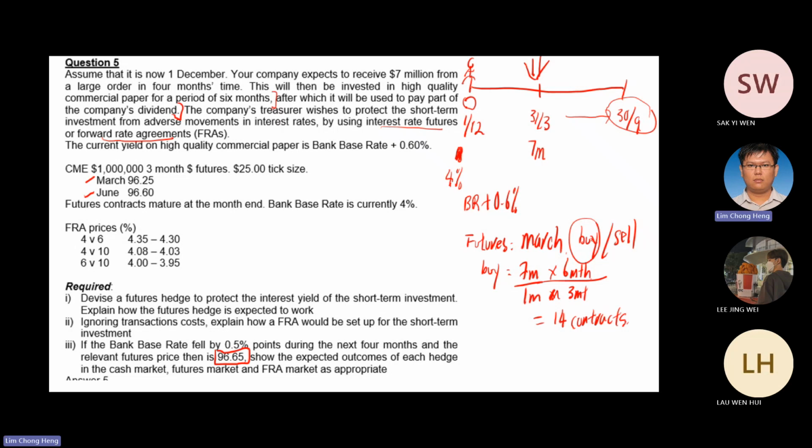Okay, and then next. If using the FRA, which contract should you refer to? We have 4/6, we have 4/10, we have 6/10. Which contract do we refer to?